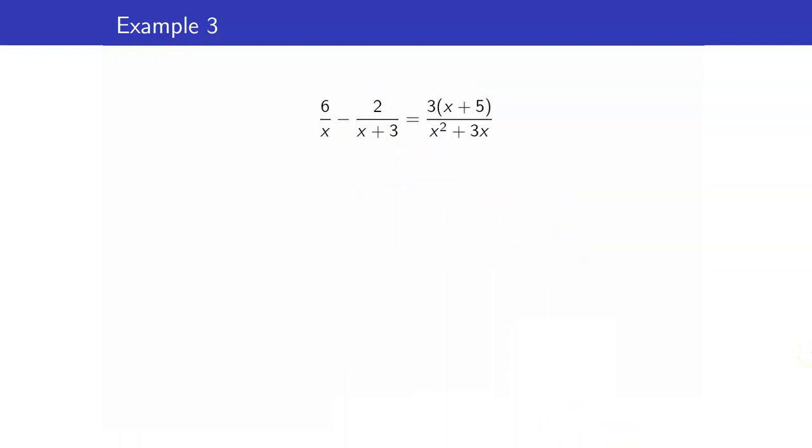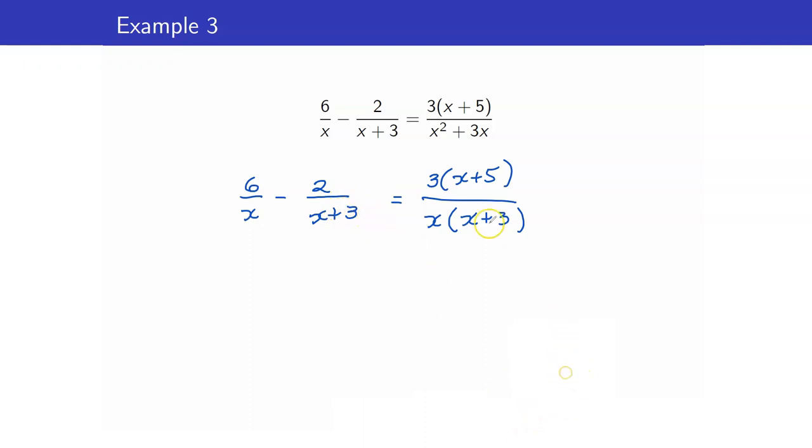For our next example, we have this expression. What is our first step here? First, we have to factor the denominators. Only this one is factorable. There is a common factor of x. Factoring out x, we get x times x plus 3. The reason why we are factoring the denominator is so that we can get the LCD. What is the LCD here? Our LCD is just the product of x and x plus 3, correct? Those are the factors that you can see here.